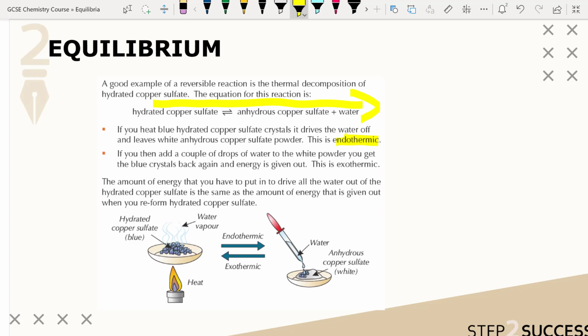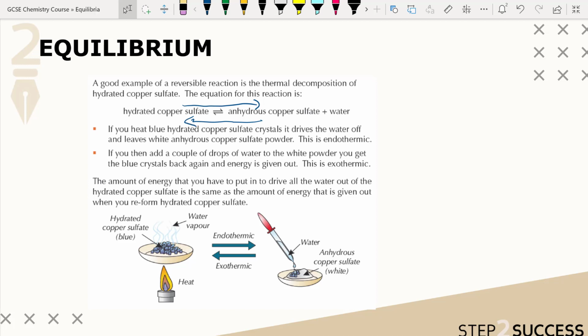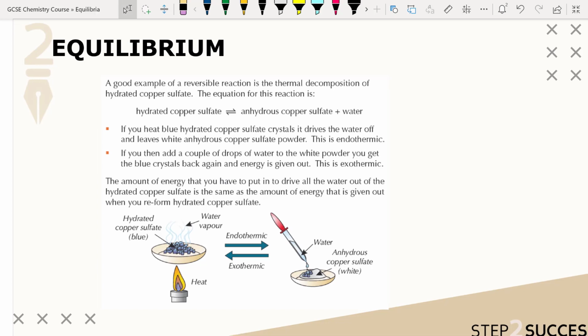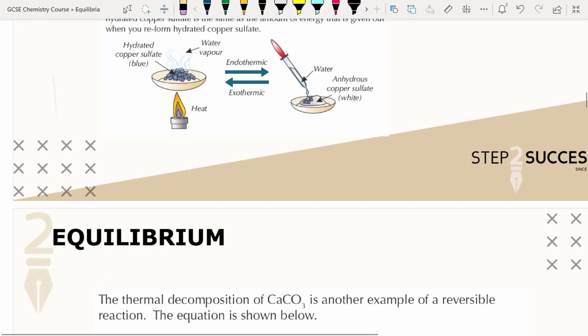If you add some water to anhydrous copper sulfate, the white powder, then we go back to the hydrated copper sulfate, and this reaction gives out energy, so it's exothermic. Every reversible reaction is endothermic in one direction and exothermic in the other. So in this case, it's endothermic that way and exothermic the other way. You will usually be told this in the question, although some harder questions sometimes require a little bit more knowledge. But just so you understand that that's what we mean here: one way is endothermic, the other way is exothermic.